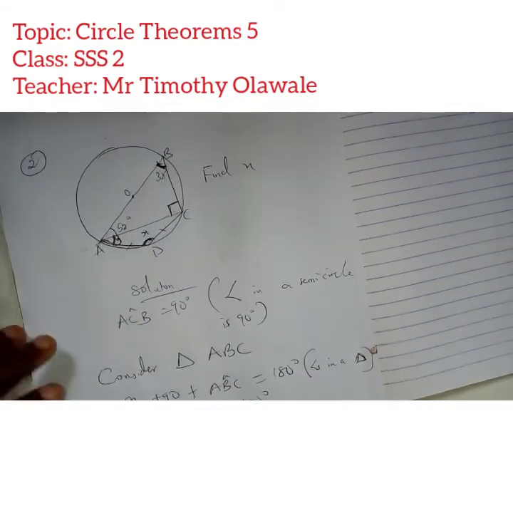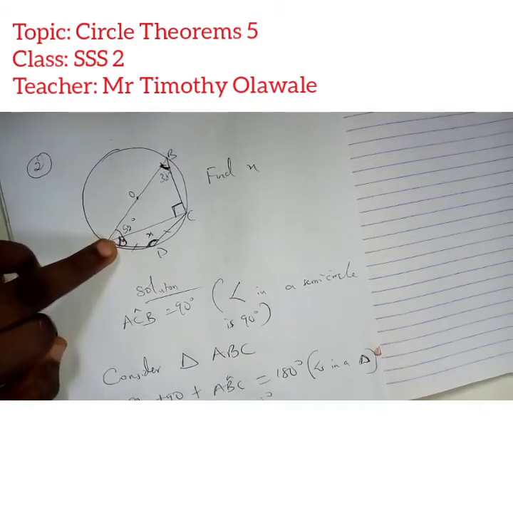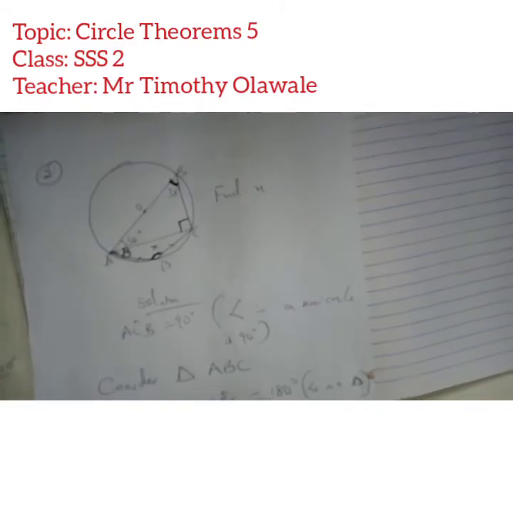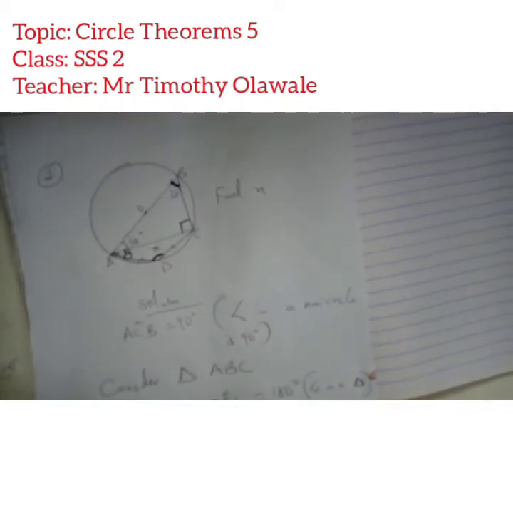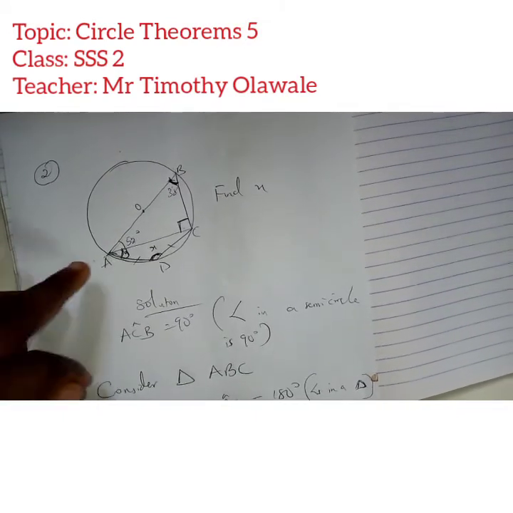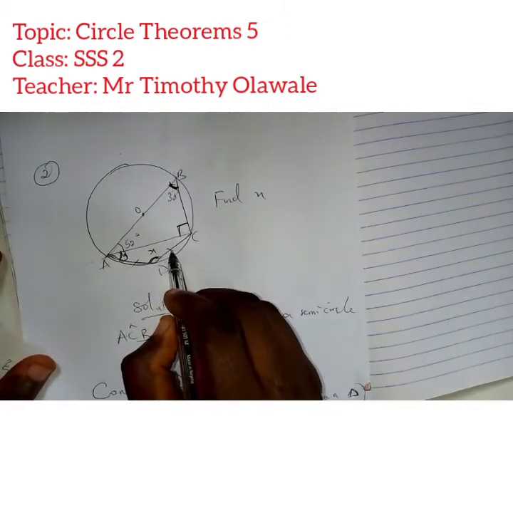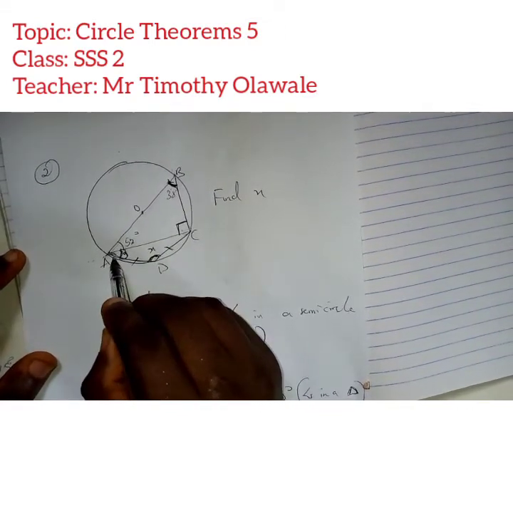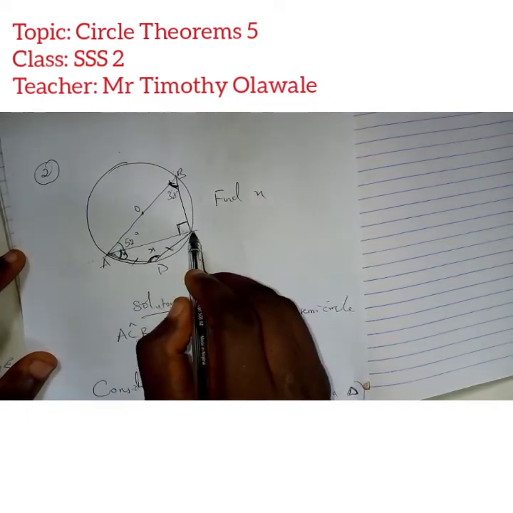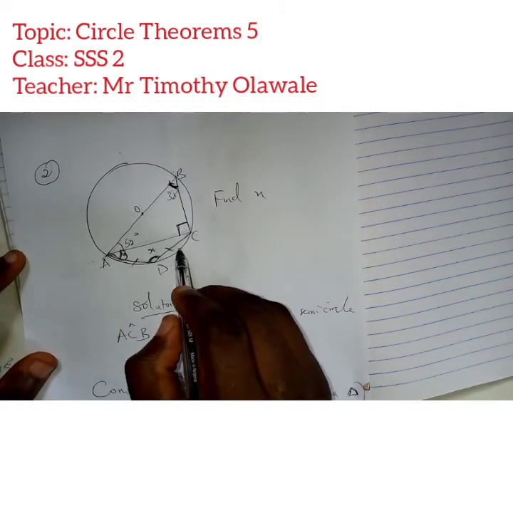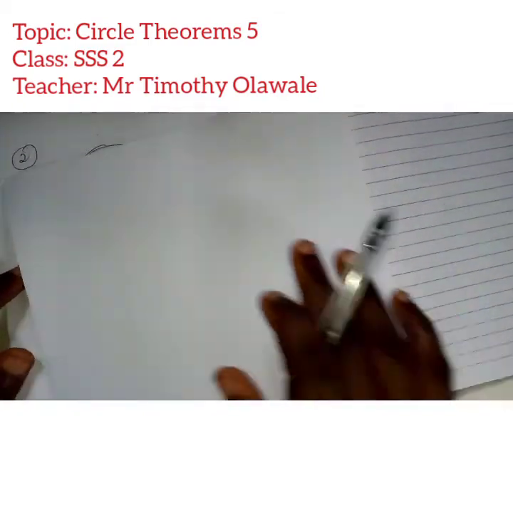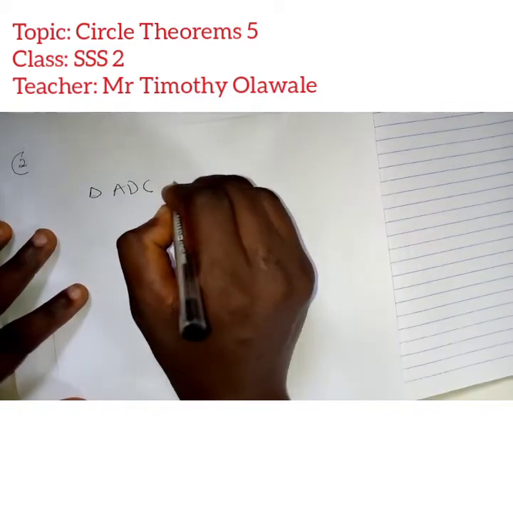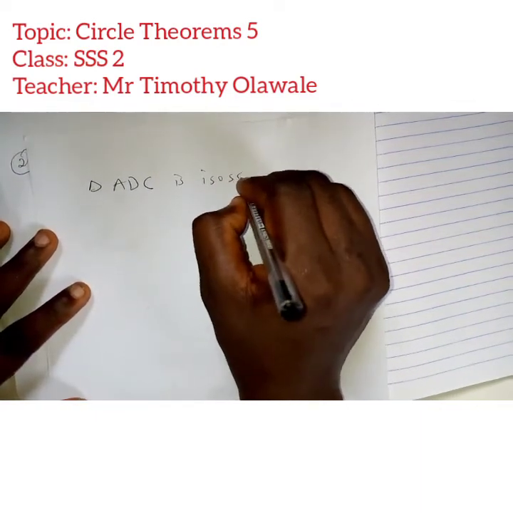I said we should find this side y. So the question is, what is Mr. Timothy trying to bring out from this question? Now, remember that we have a sign here. What does this sign mean? It means this side and this side, they are equal. So that tells you that this triangle is isosceles. So triangle ADC is isosceles.